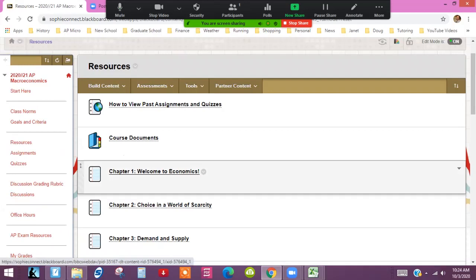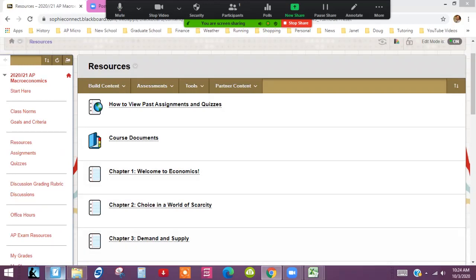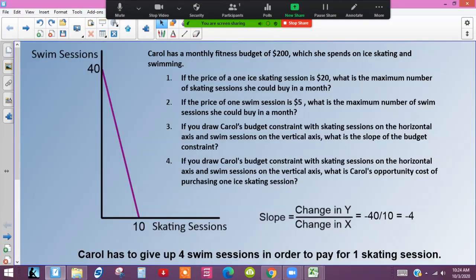So the first type of problem that you're going to see is going to be a budget constraint. And in this one, we have Carol, who has a monthly budget for fitness of $200 that she spends on ice skating and swimming. So the first question is, if the price of one ice skating session is $20, what is the maximum number of skating sessions that she could buy in a month? Well, you just simply divide 200 by 20, and you get 5.